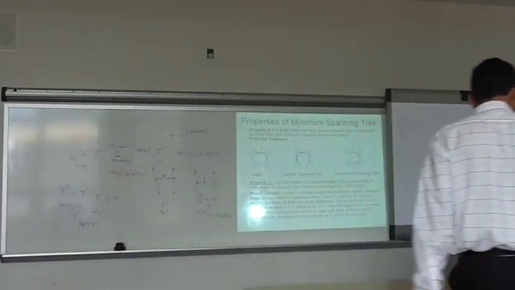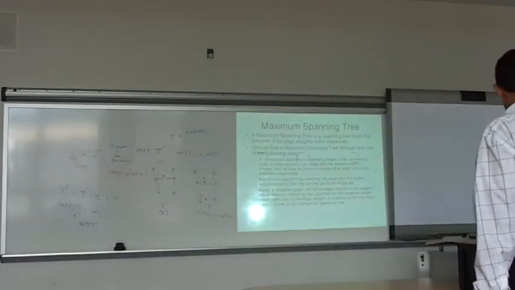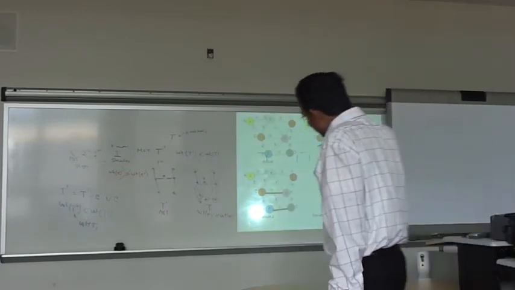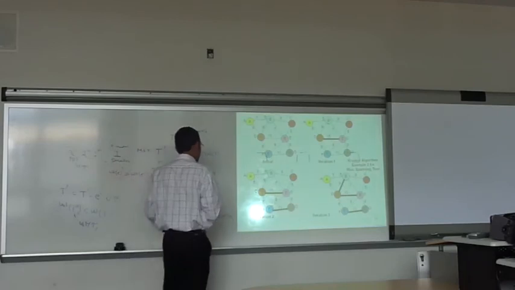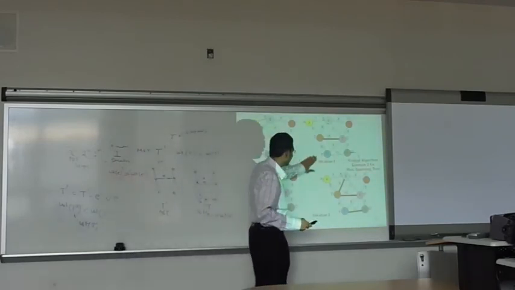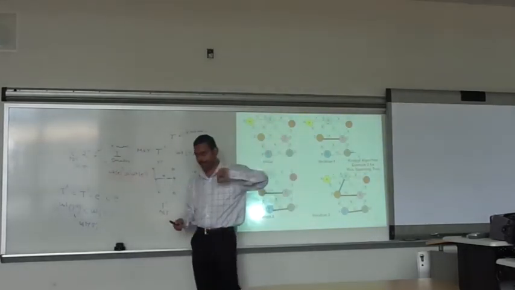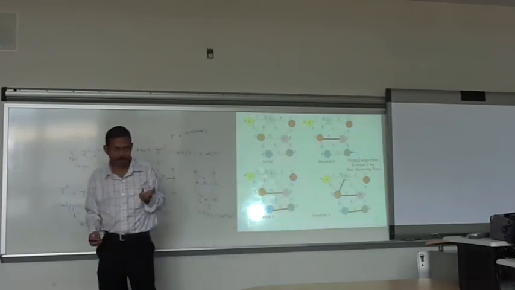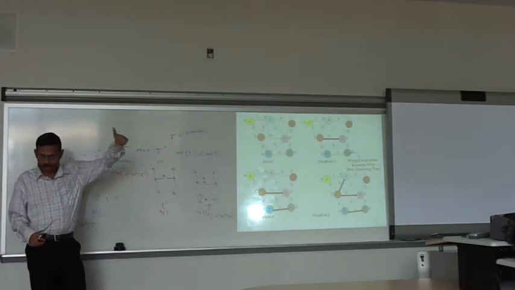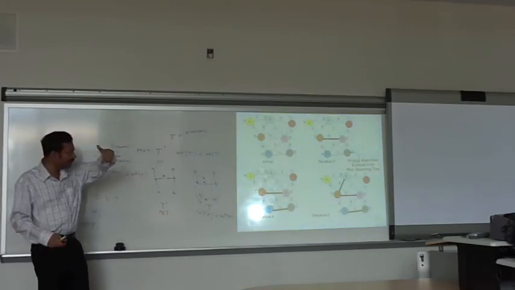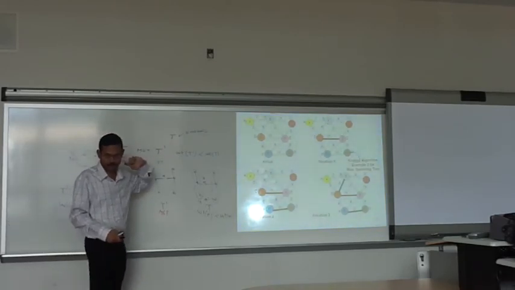And just one more minute. So we'll just look at this. A maximum spanning tree is very similar to a minimum spanning tree. The only difference is the sum of all the edge weights is maximum rather than minimum. So how to find a maximum spanning tree? Do the same process. Instead of picking the edges in the increasing order of edge weights, pick them in the decreasing order of edge weights.